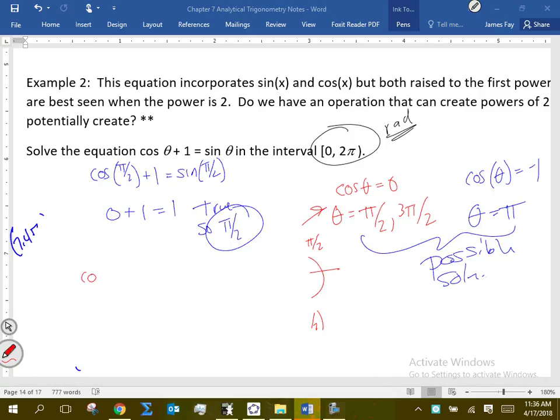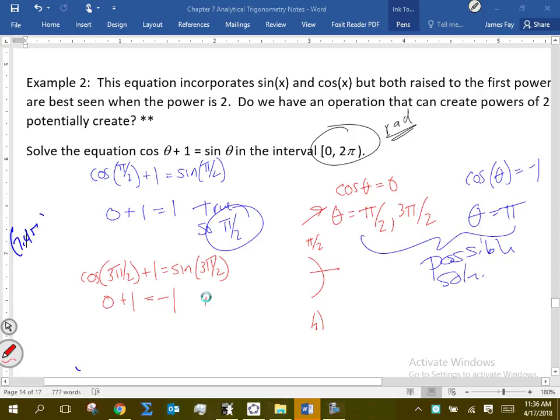Then we go to the next one, which is 3 pi over 2. So we have cosine of 3 pi over 2 plus 1 equals sine of 3 pi over 2. Cosine of 3 pi over 2, again, is 0 plus 1. Sine of 3 pi over 2 is -1. 1 does not equal -1. Not true. So this is not a solution. It's an extraneous solution.